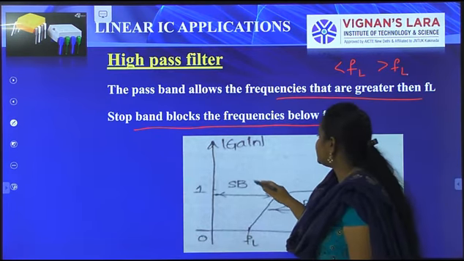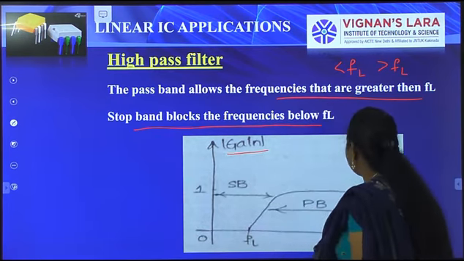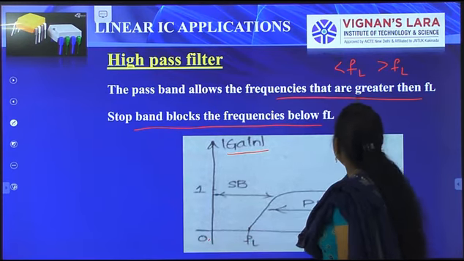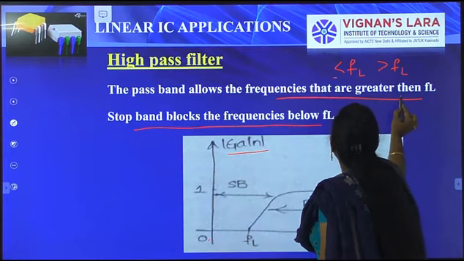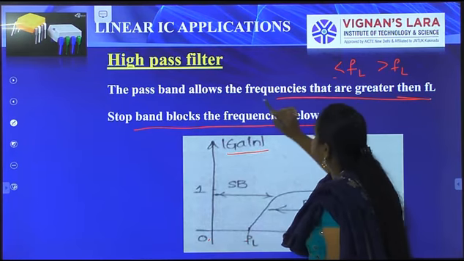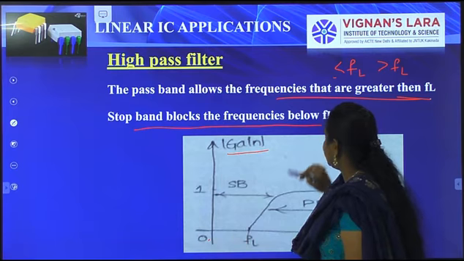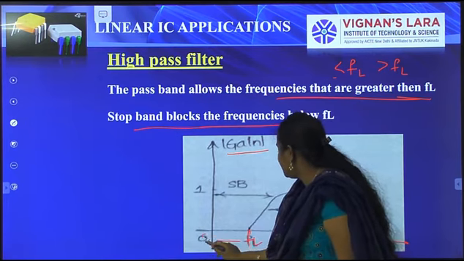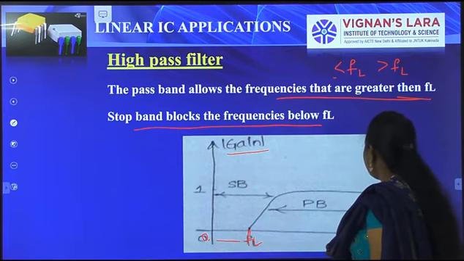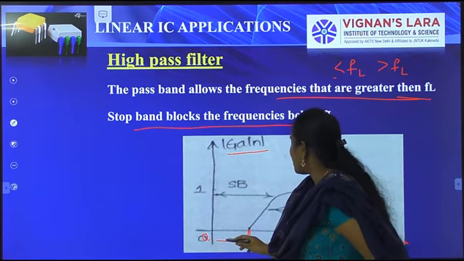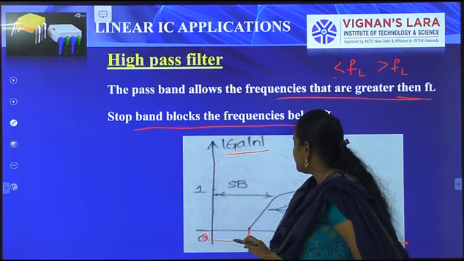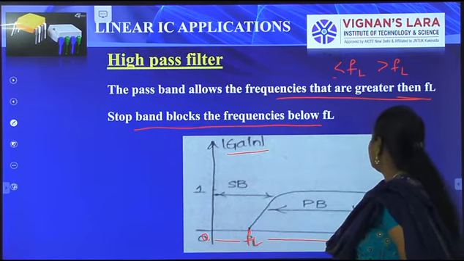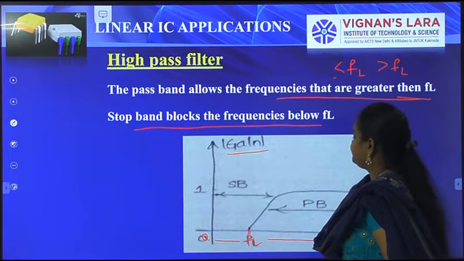That means it has gain and frequency. Here we have the frequencies, that means 0 to FL it will reject, so it stops the frequencies below FL. Here it is FL, here it is 0 and here is F. It rejects, it stops the bands which are from 0 to FL and allows only the bands which are greater than FL. That's it.